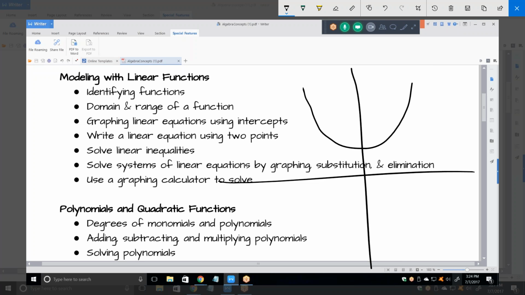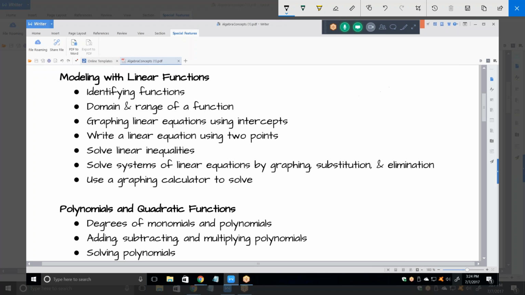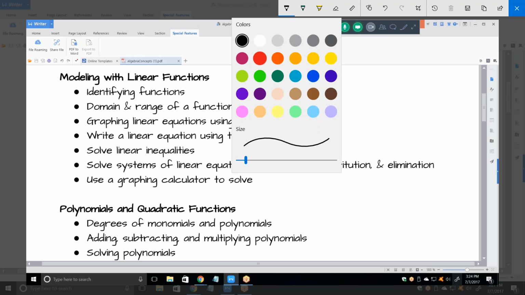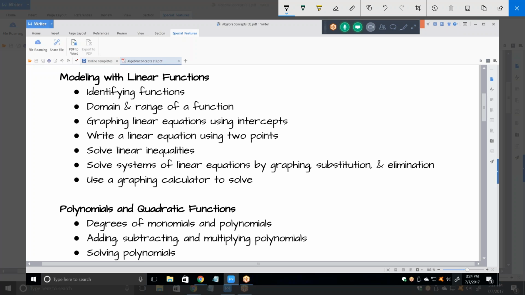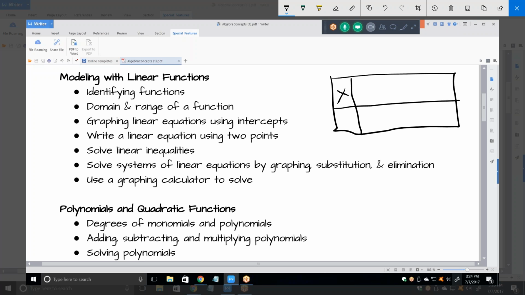Is that a function? No. Well, yes, actually. Good. Is that a function? No. Now, make it a little bit harder. And this is when it does become harder, is when they give you a table of x and y values. There's going to be my x values, there's going to be my y values.